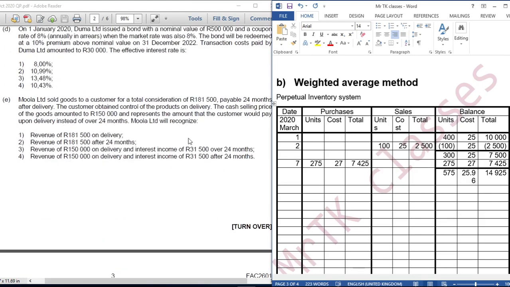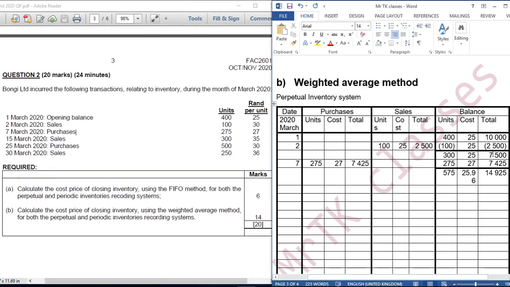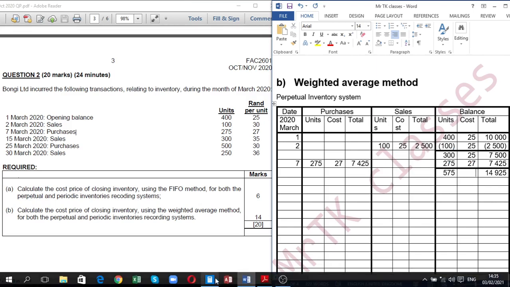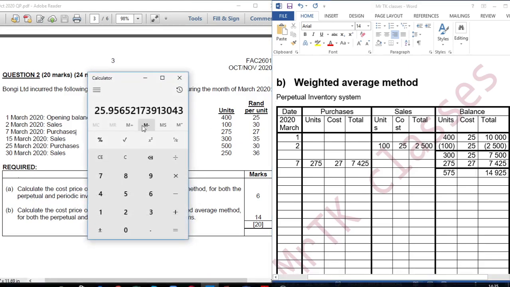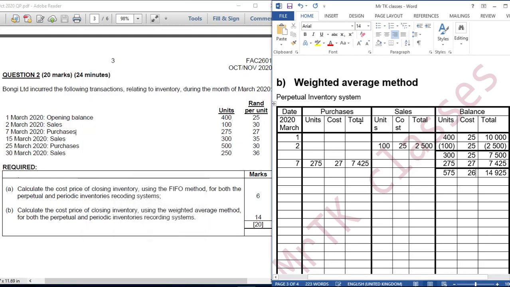Okay, so let us just round this to the nearest rand. Let's not complicate. Where is the amount on our calculator? All right, so let us just say this is 26. Let us round to the nearest rand. Okay, 26.